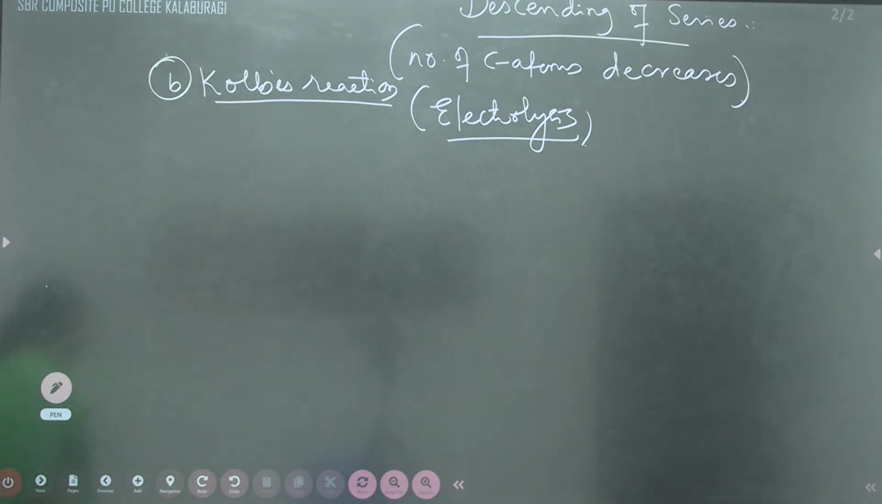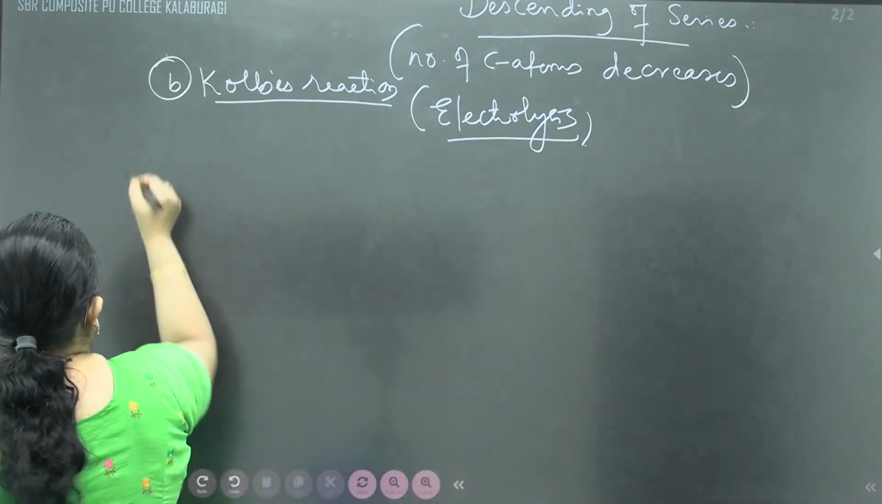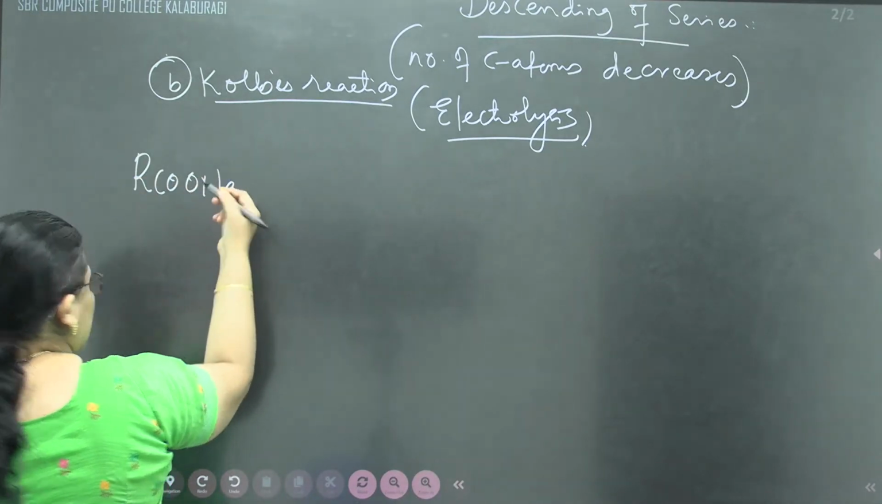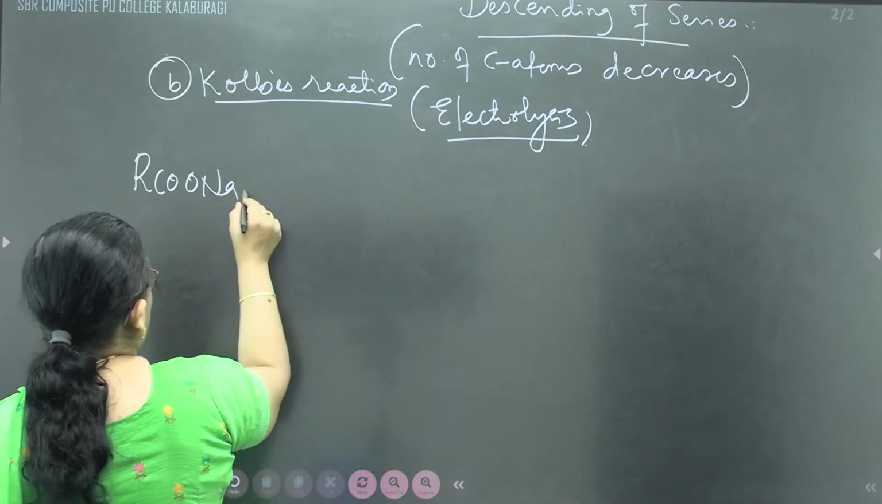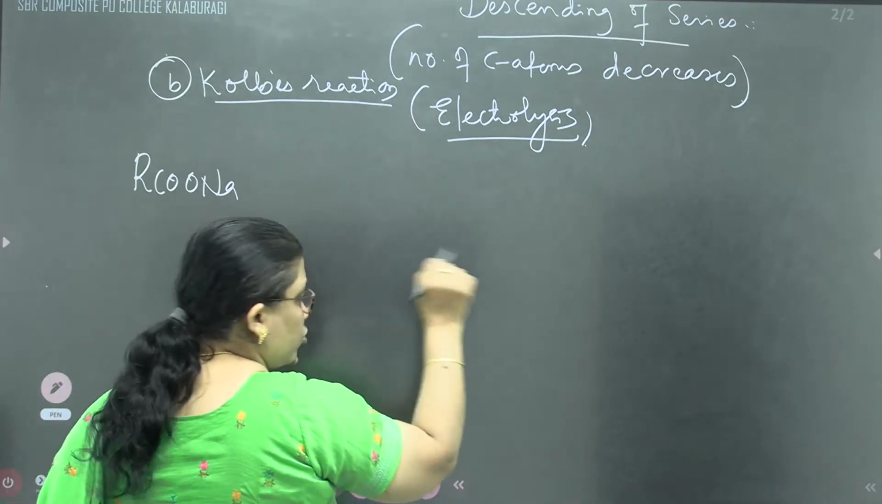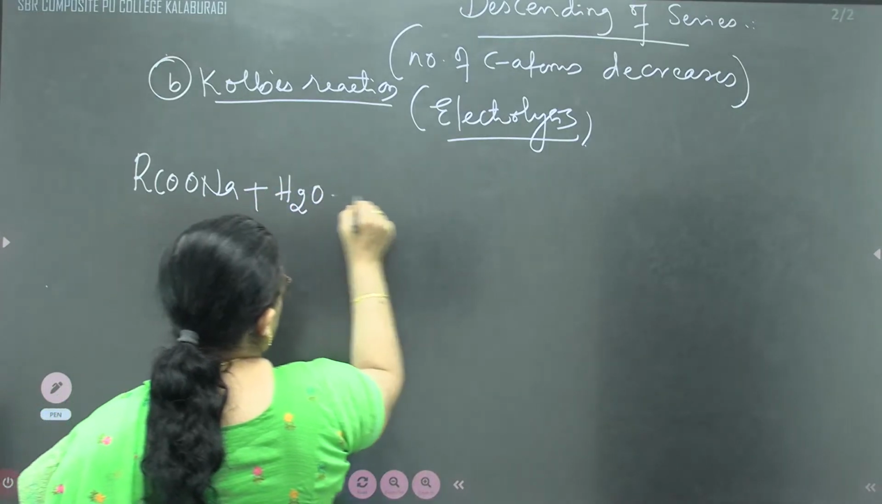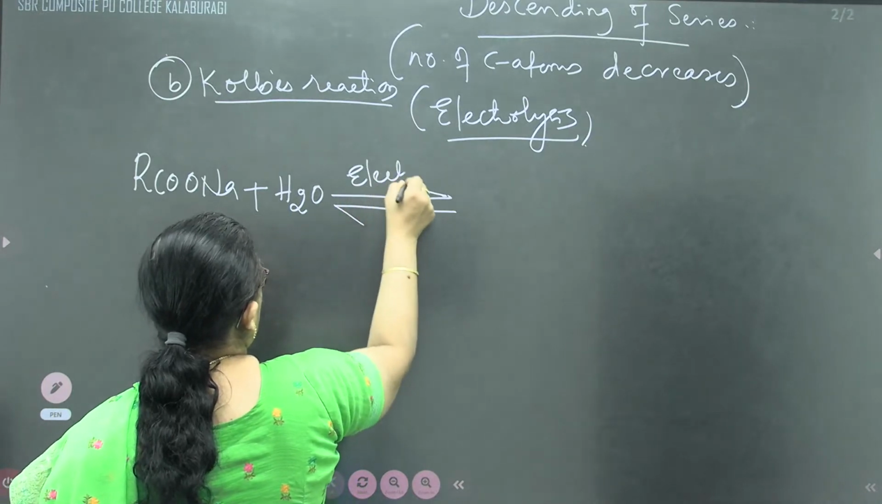When they undergo ionization or electrolysis, they will produce hydrocarbon. See here, RCOONa, we can take K also. The sodium or potassium salt of a carboxylic acid will undergo electrolysis in aqueous medium.